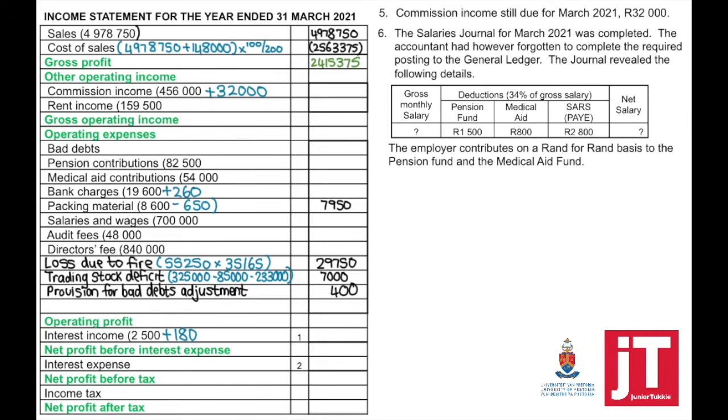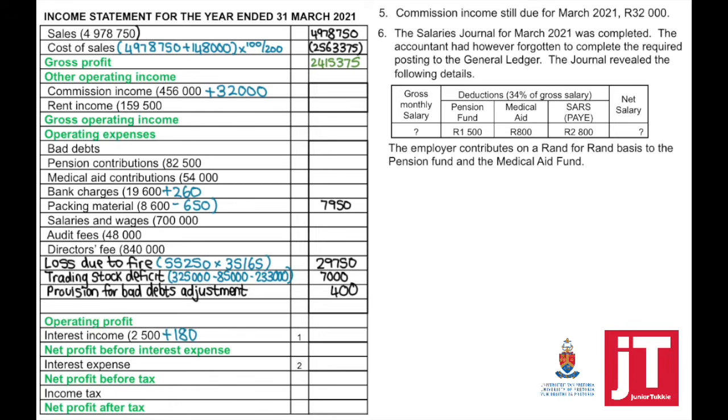The salaries journal for March 2021 was completed. The accountant had, however, forgotten to complete the required posting to the general ledger. The journal revealed the following details. So we've got the gross monthly salary, we've got the deductions and the net salary. They said to us the employer contributes on a rand for rand basis to the pension fund and the medical aid fund. Where do I start?